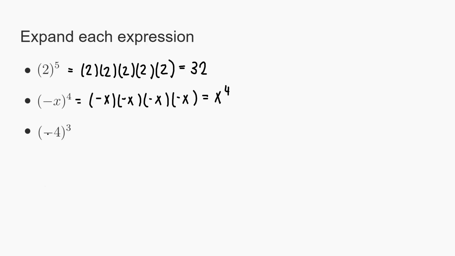And what about this one? We have (-4) to the 3rd power. This means we're multiplying -4 three times. -4 times -4 times -4. As you can see, these two negative signs will cancel out and make it positive, but we still have a negative here, so we know it's going to be negative. And we have 4 times 4 times 4. 4 times 4 is 16, times 4 is 64. So our answer is going to be -64.